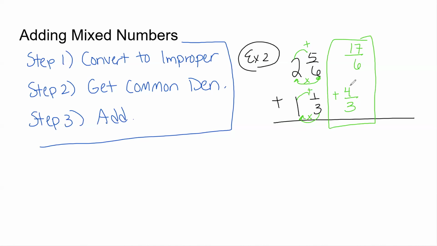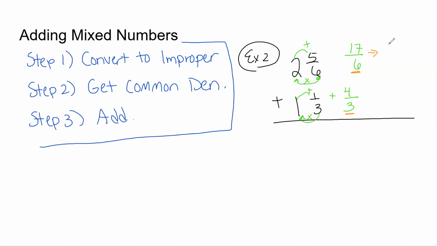Oh, but they don't have the same denominator, so we're not ready there. So now let's go to step 2. I'm going to take that out of the box. And let's get a common denominator. So go through your times tables for 6 and 3. The first number that they would both hit is 6.